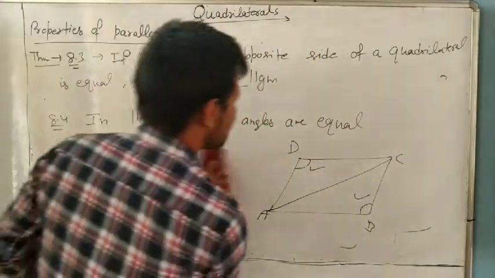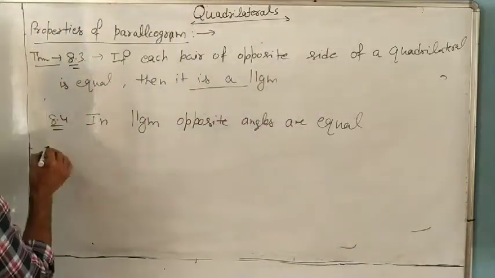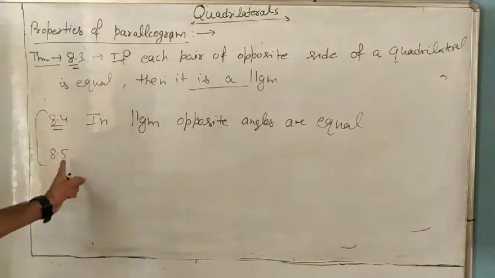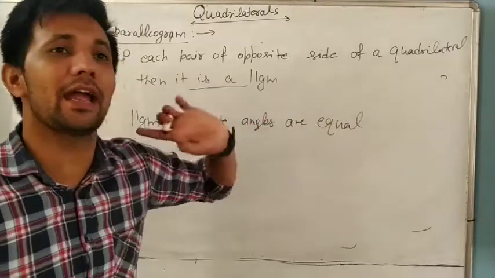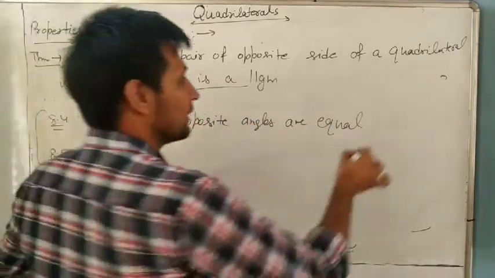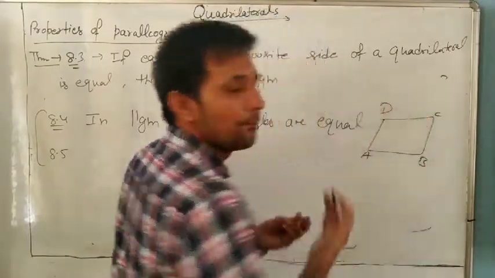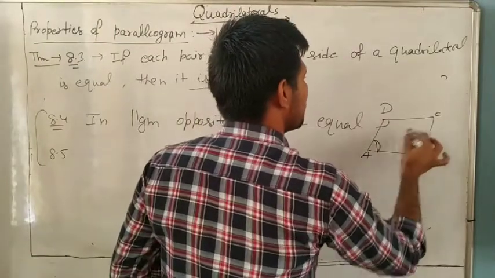Okay, so next is 8.5, which is the opposite of 8.4. Here we will say that in a parallelogram, opposite sides and opposite angles are equal. Anyhow, if I say ABCD is a parallelogram, there is no need to prove that. You can say that angle B equals angle D and angle A equals angle C.